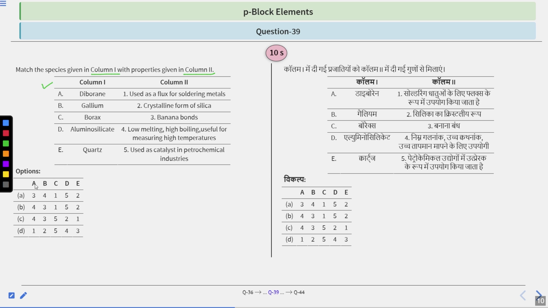Options are: A is for 3, B is for 4, C is for 1, D is for 5, E is for 2. A is for 4, B is for 3, C for 1, D for 5, E for 2. Or A for 4, B for 3, C for 5, D for 2, and E for 1. Or A for 1, B for 2, C for 5, D for 4, or E for 3. You have to solve this question. You have 10 seconds, and after that we will see the answer.